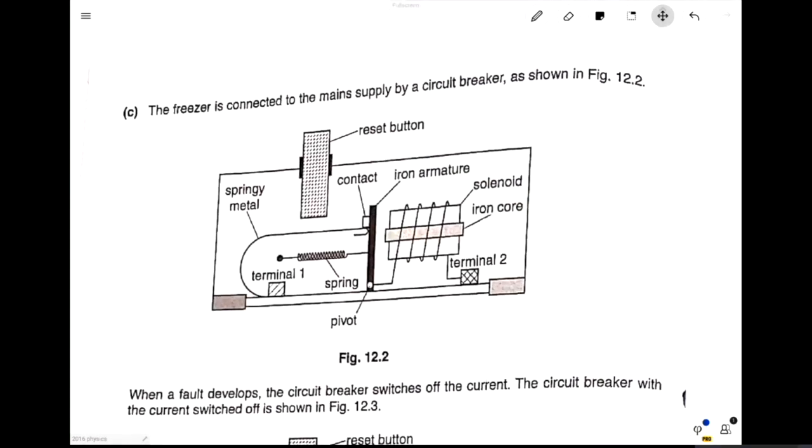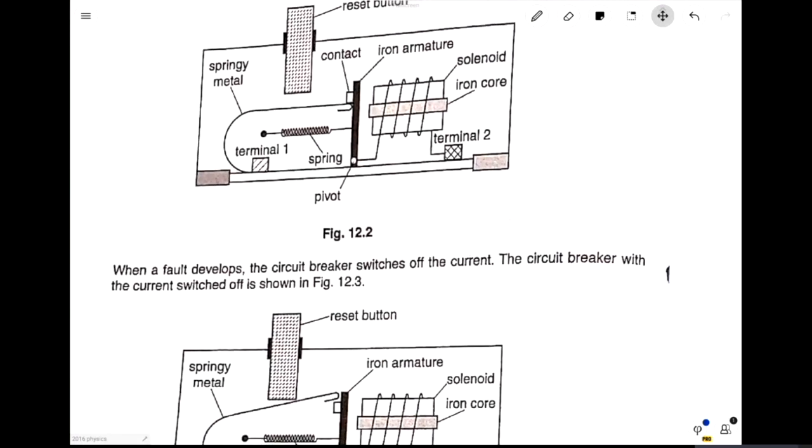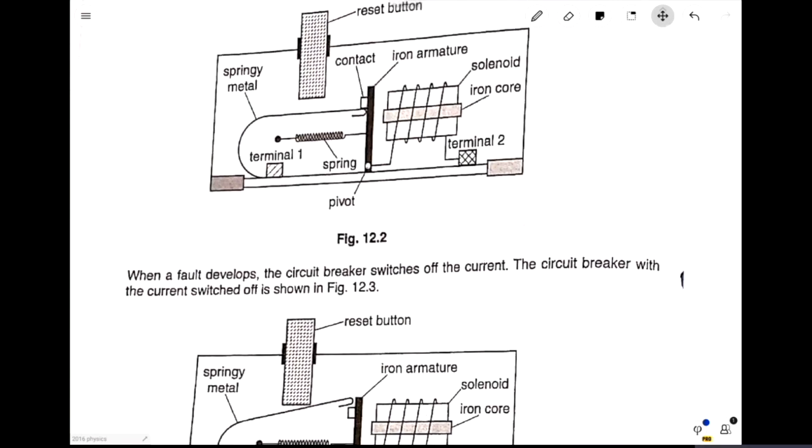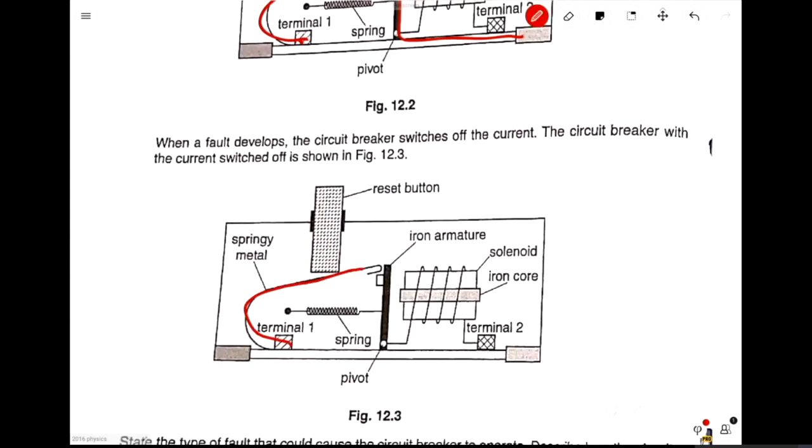Let's analyze this. Reset button, contact, iron, terminal, springy metal. Can I say a sudden surge in current? Oh, I know already. Here it is connected, so the red color is the electric current. Current can still pass through. This one is a closed circuit. In the open circuit, the electric current comes here and cannot pass through.